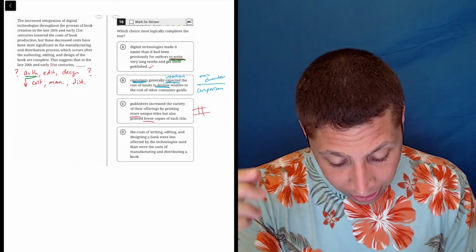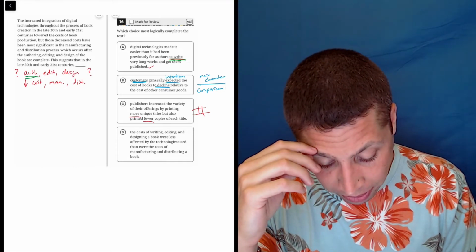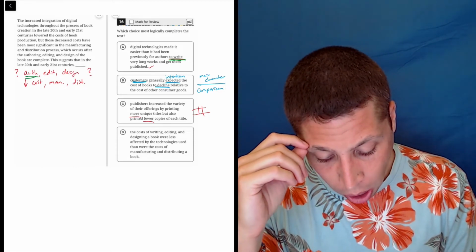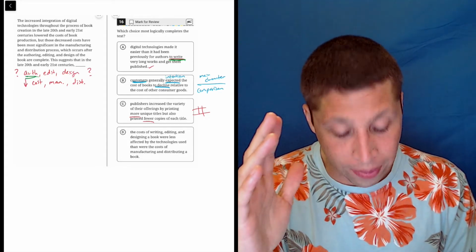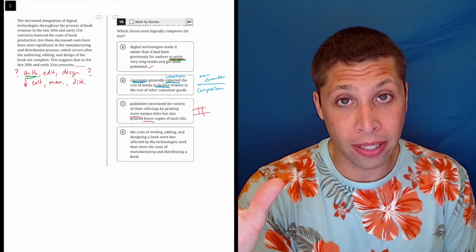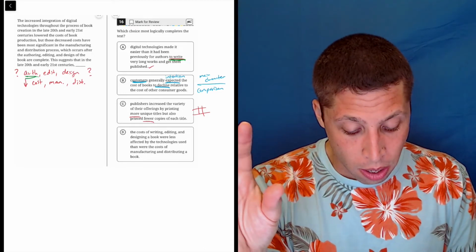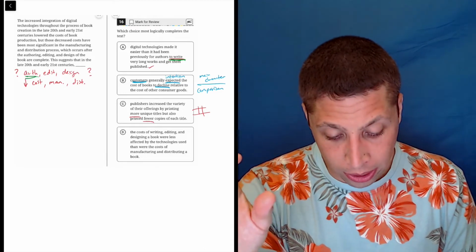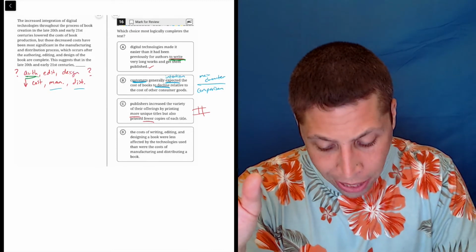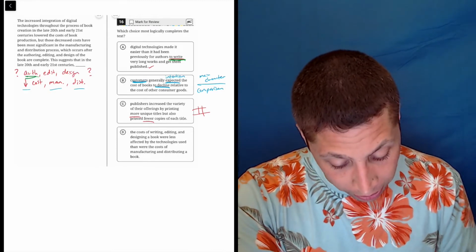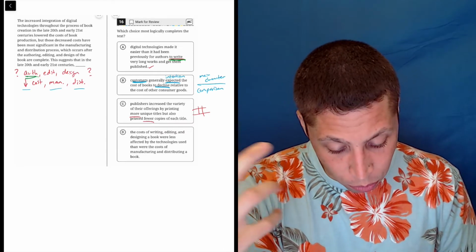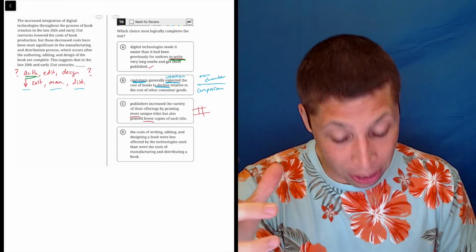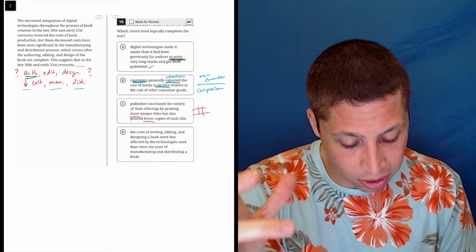The costs of writing, editing, and designing a book were less affected by the technologies used than were the costs of manufacturing and distributing a book. Okay, well, hold on. That's mentioning all the things that I wrote down in my summary here. So the costs of manufacturing and distributing, those went down, right? That definitely was affected. So they're making a comparison. I just said we need to be careful of a comparison. Let's see if we can justify this one.